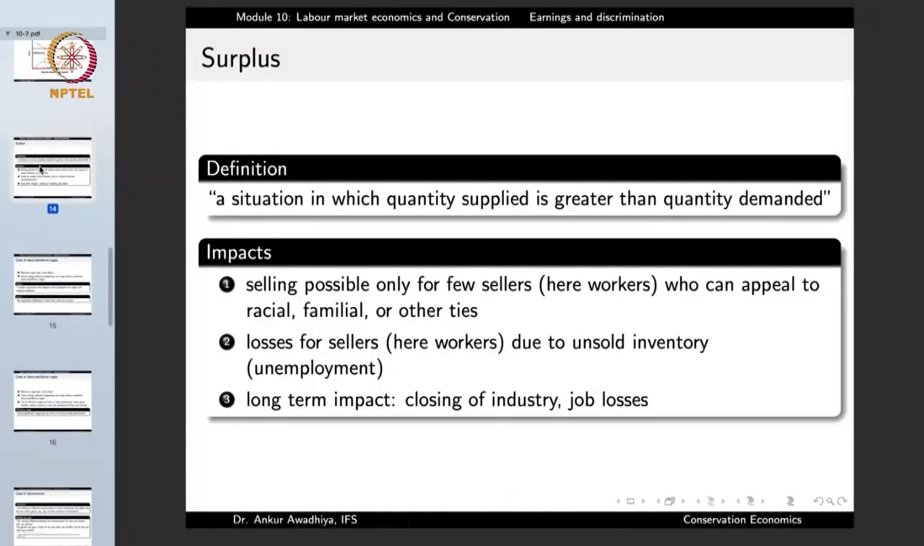So the actions of the government may tinker or modulate the results of the neoclassical theory of distribution. And in these cases, we can have a surplus, a situation in which the quantity supplied is greater than the quantity demanded.